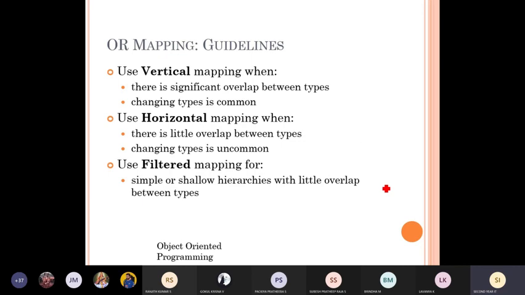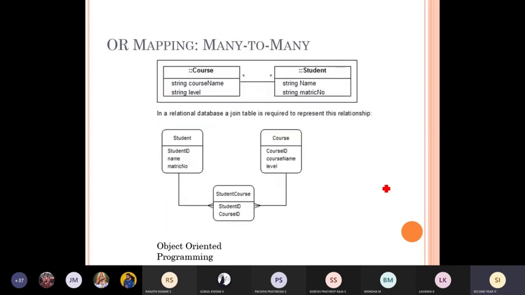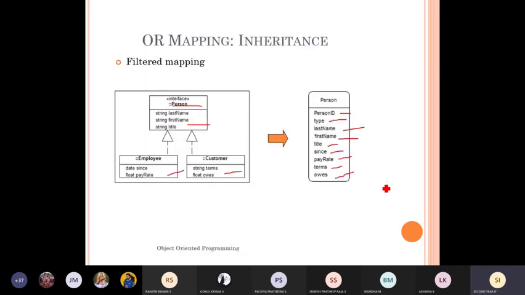Okay, so here you have the guidelines for all these three types of mappings. First type of mapping is called vertical mapping. There is a significant overlap between the types, so changing type is common here. Okay, in horizontal mapping there is little overlap between the types. Changing types is uncommon because you cannot change each and every place. Filtered mapping is a very simple or shallow hierarchy with little overlap between the types. So in all the spaces the overlapping is done. This is one to one communication.